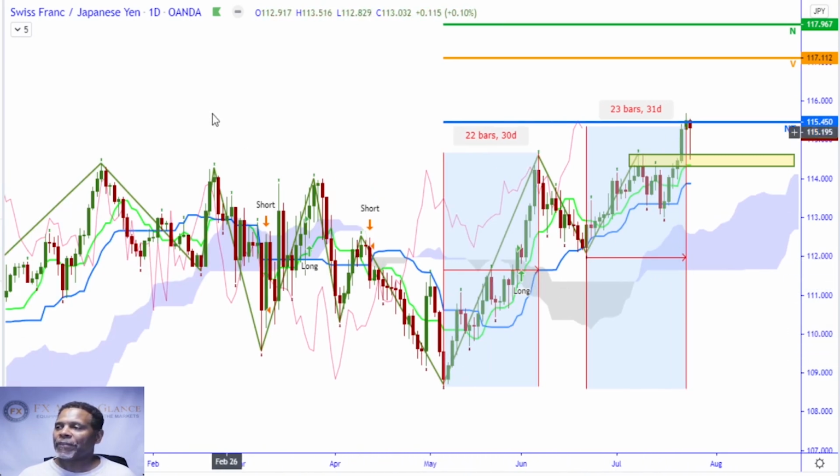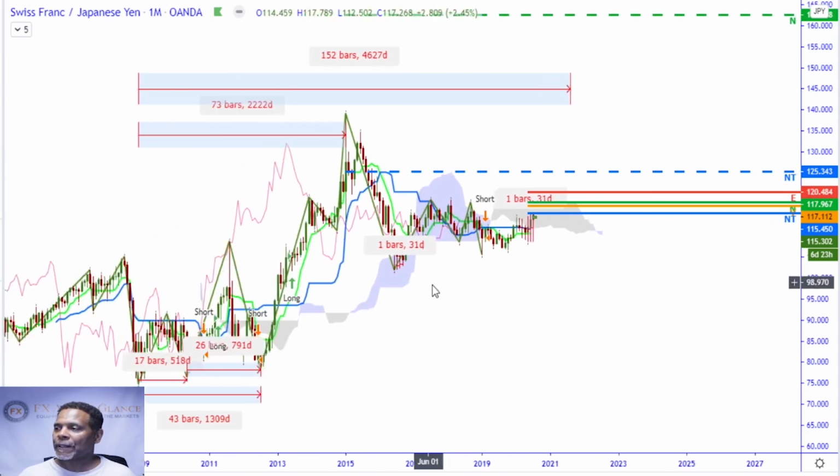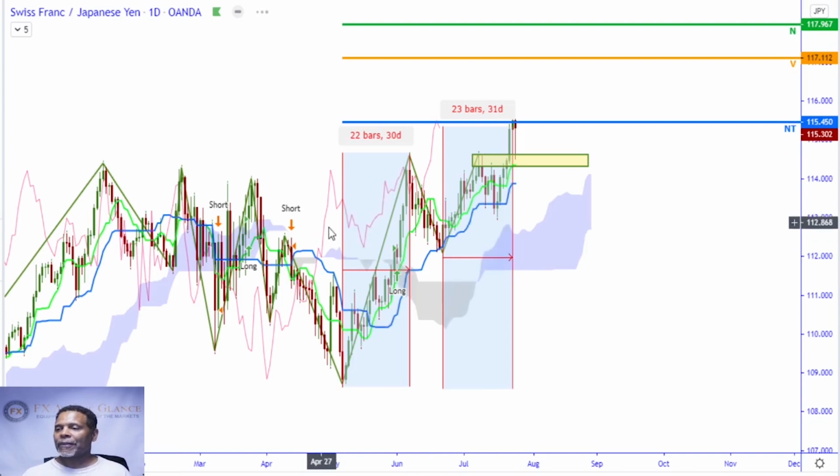Did I look at the monthly time frame here? Let me see if I put in anything on the monthly. And actually, there's kind of a P wave developing, but I'm going back to the daily.